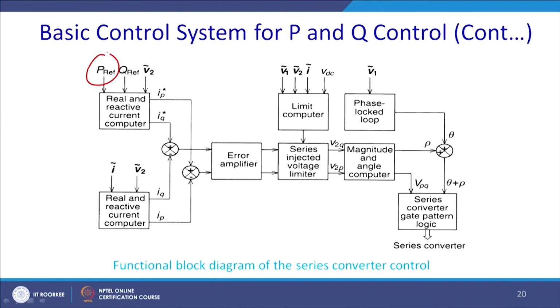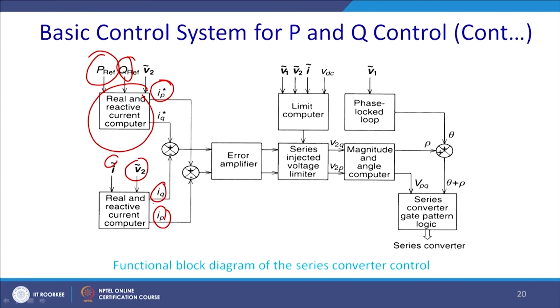You have either an automatic control, or the customer or the administrator will set these things. These are V1, P reference and the Q reference, and you will sense the sending end voltage V2. There is a block that calculates IP star, that is IP reference, and the IQ reference, and you have the actual values of I and V2. From there you can calculate the actual values of P and Q.